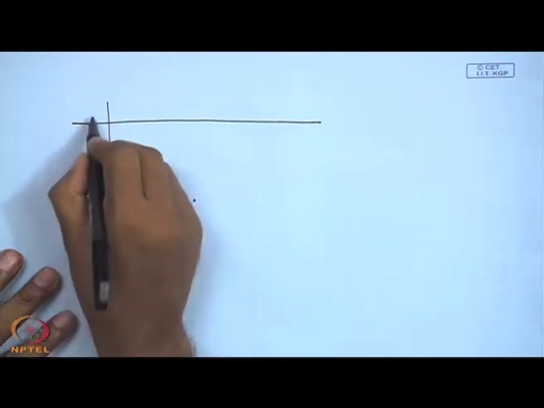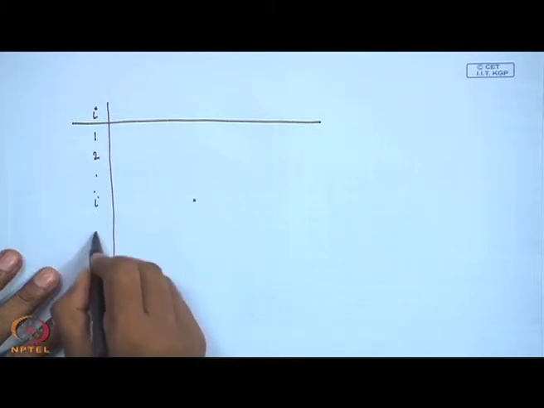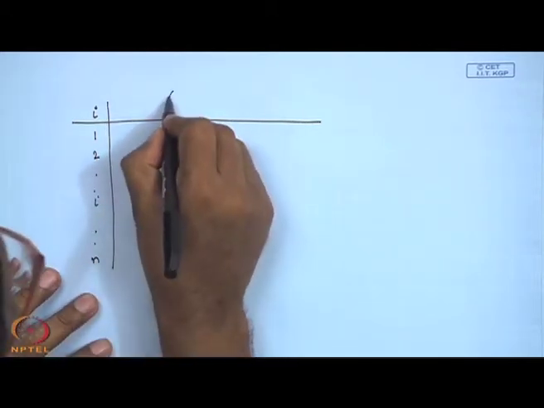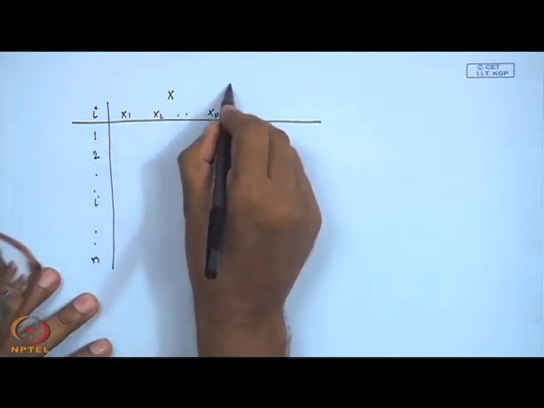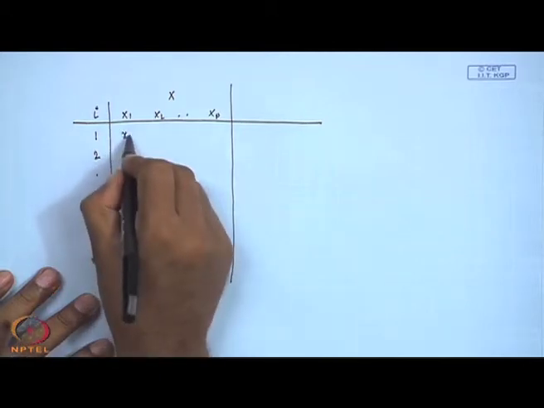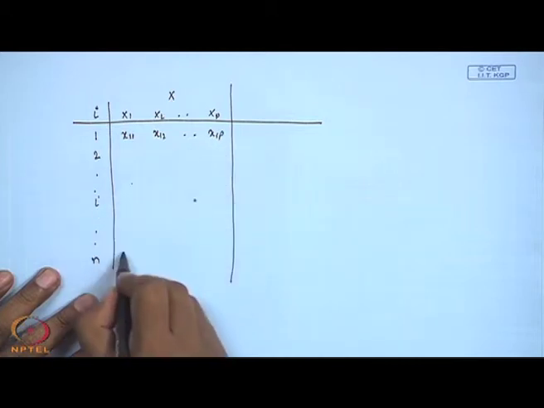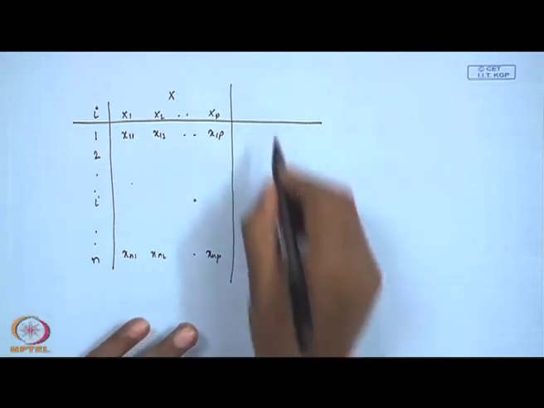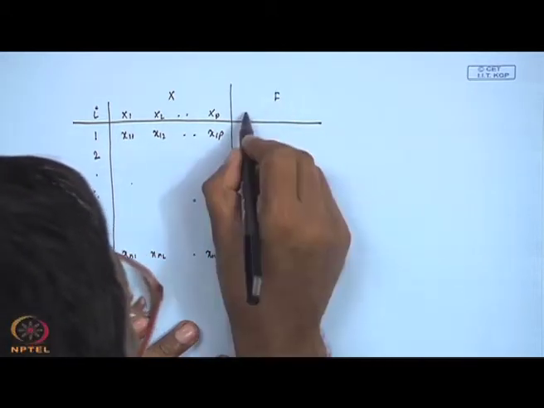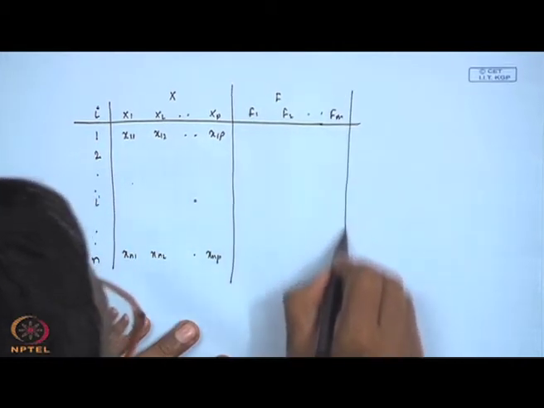So, pictorially what we can do, we can write like this, that you have collected n number of data points and you have x1, x2 to xp number of variables or manifest variables. For every one you have collected the data, and you have created factors with this data set, F1 to Fm.